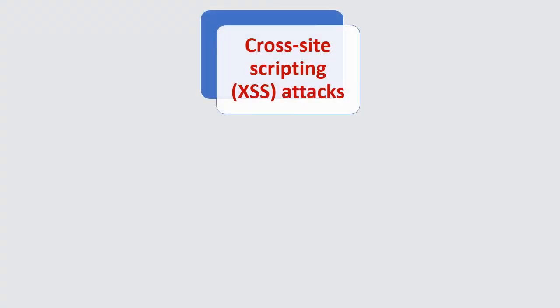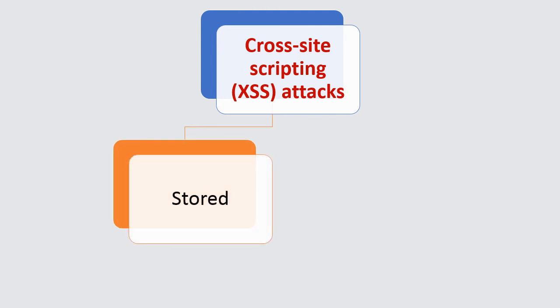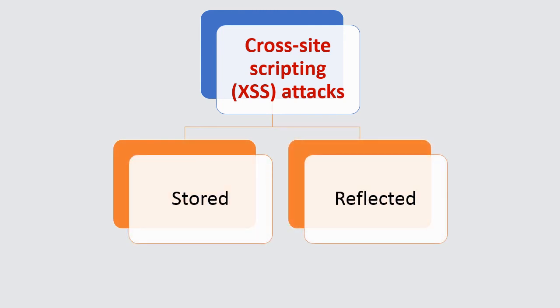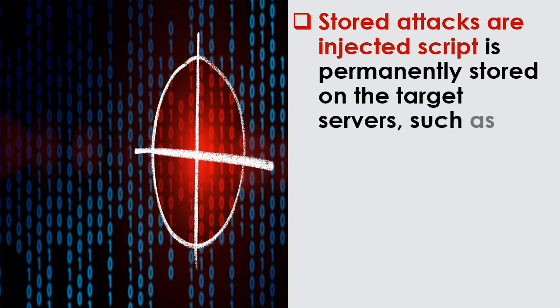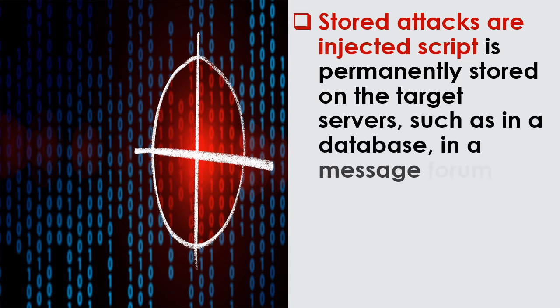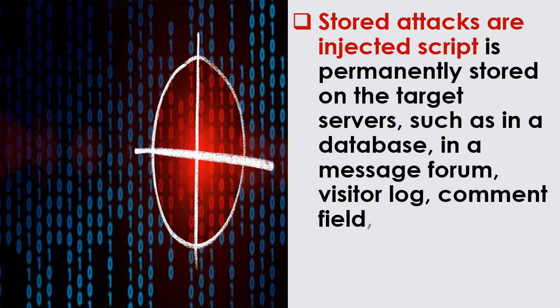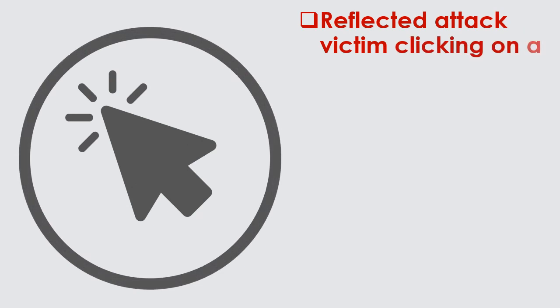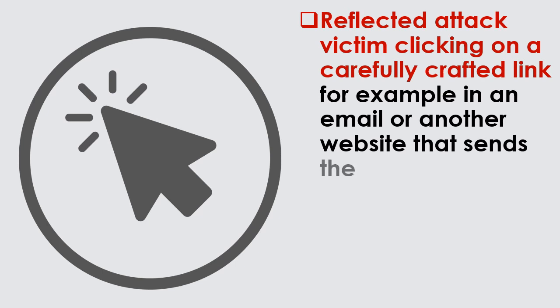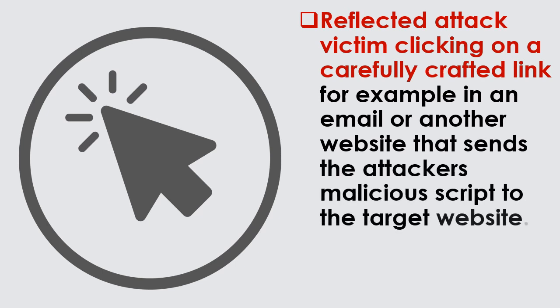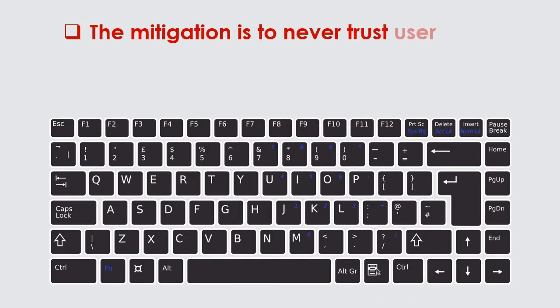Cross-site scripting, XSS, attacks can generally be categorized into two categories, stored and reflected. In stored attacks, the injected script is permanently stored on the target servers, such as in a database, message forum, visitor log, comment field, etc. In a reflected attack, the victim clicks on a carefully crafted link, for example in an email or another website, that sends the attacker's malicious script to the target website. The mitigation is to never trust user input.